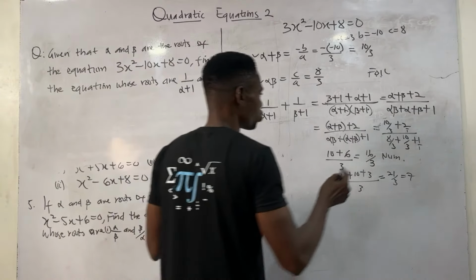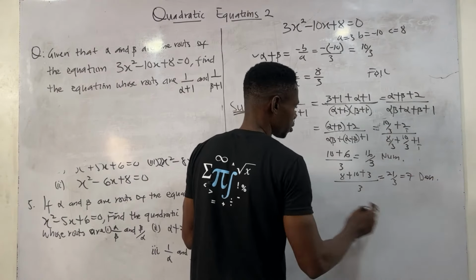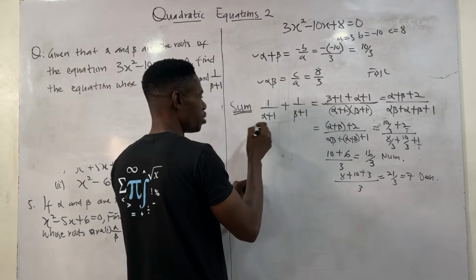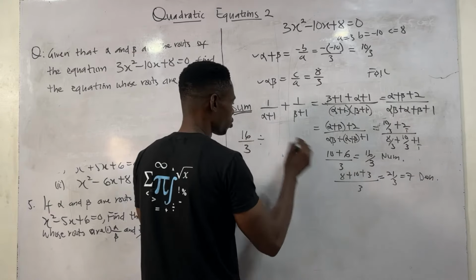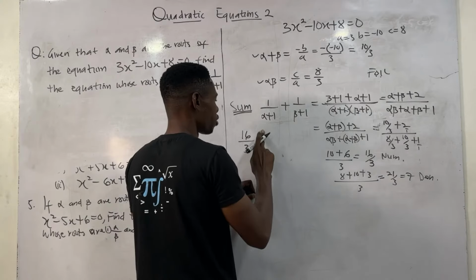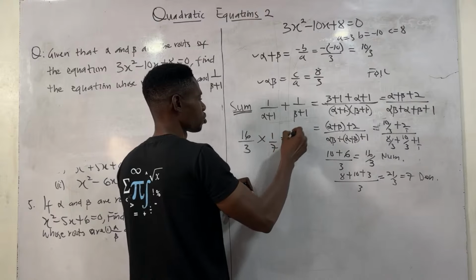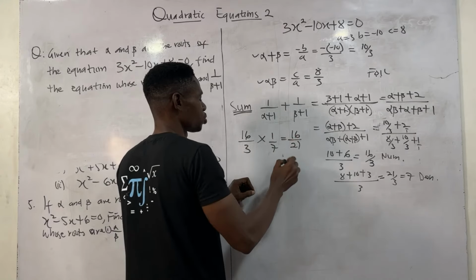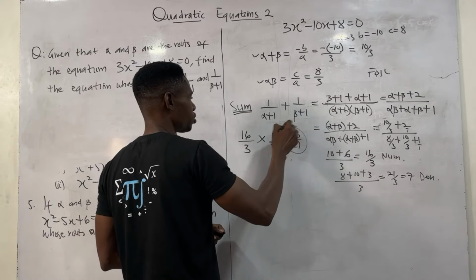So if we put them together, numerator over denominator, let's bring it here. Numerator 16 over 3 divided by denominator 7, or we can change this to multiply by 1 over 7. So that gives us 16 over 21. So this is our real sum.